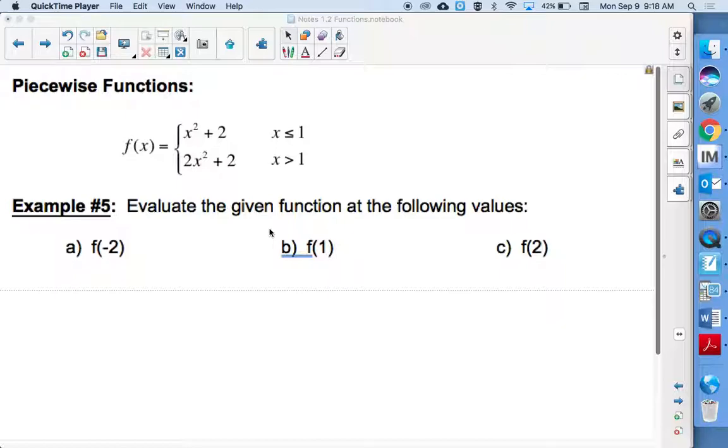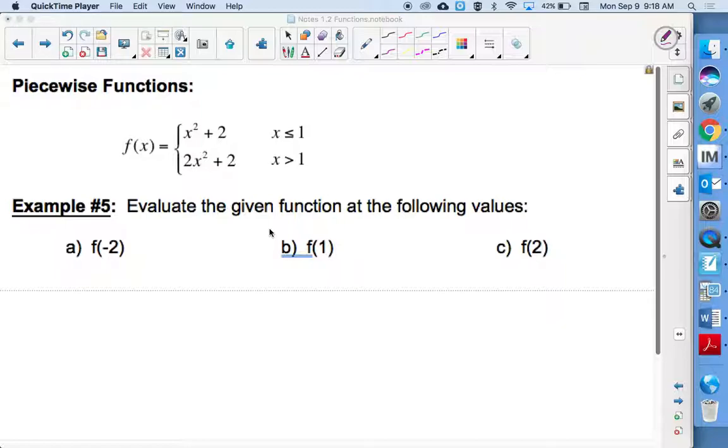So it says to evaluate the given function at the following values. The first one says f of -2. How do you evaluate the function at the given value? Dylan. Plug -2 in for the x's and see if they match the restraints. Plug -2 in for which x's? The x's on the left.